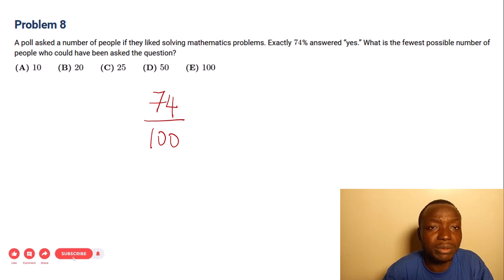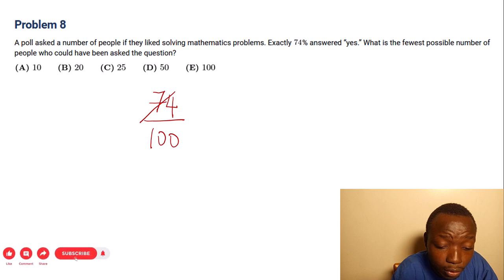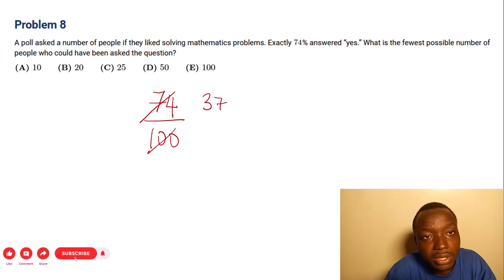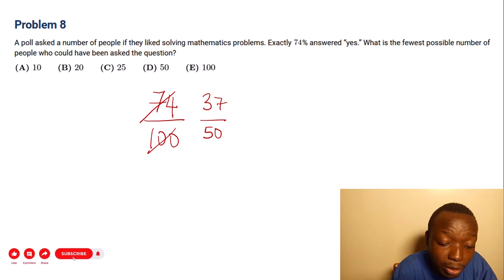So let's simplify and reduce to the lowest terms, then we'll be able to have an idea what the least number can be. So 2 into 74 is 37. 2 into 100 is 50. Now, this cannot be reduced any further. So you can see that the minimum number of people that could have been asked this question is 50 people, because that's the only way you're going to get a whole number out of this.